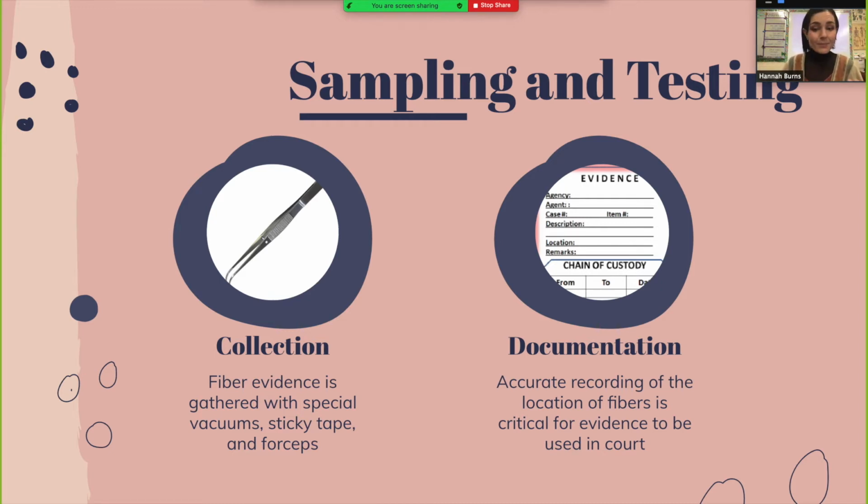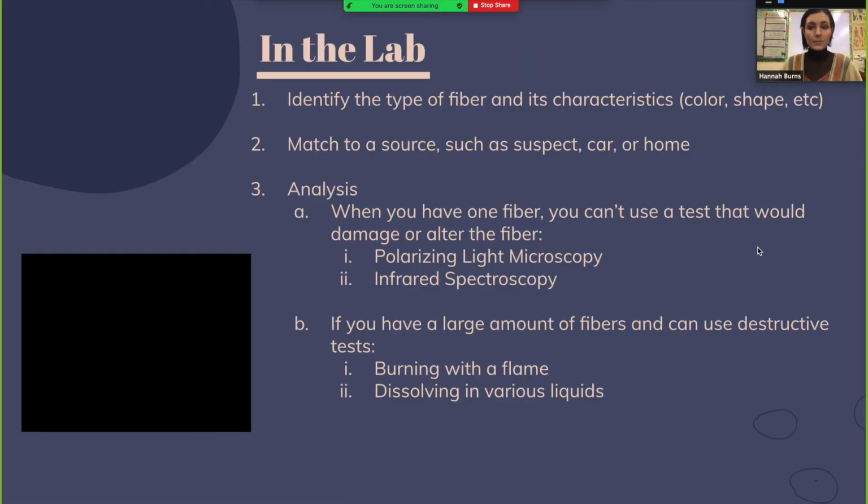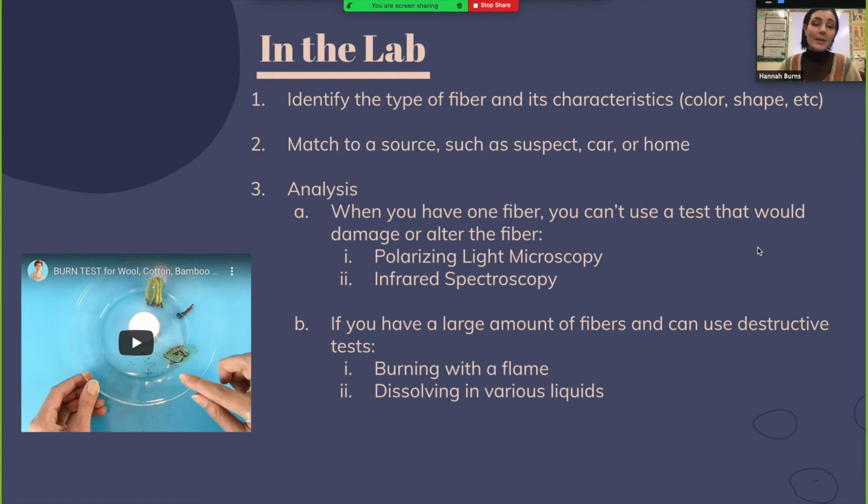You'll use sticky tape, forceps, just like these little tweezers. All of these different types of equipment will be really useful when trying to collect fibers. And then documentation, you really want to make sure that you're accurate in terms of recording the location of the fibers because, once again, because of how easy fibers are lost, you have to be very clear, very accurate in order for this evidence to be usable in court. When you are looking at fibers in the lab, you want to identify the type of fiber and its characteristics, and then you want to match it to a source such as a suspect, the victim, a car, a home. You want to know where that fiber came from.